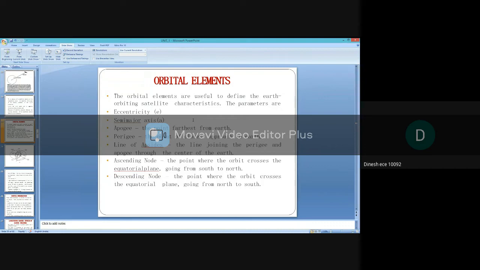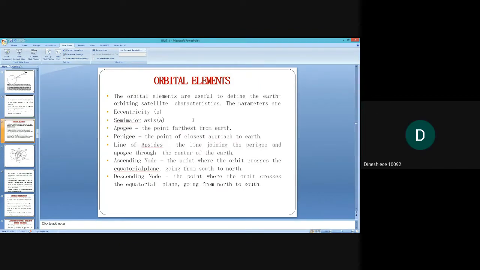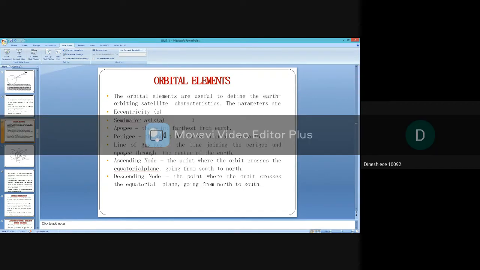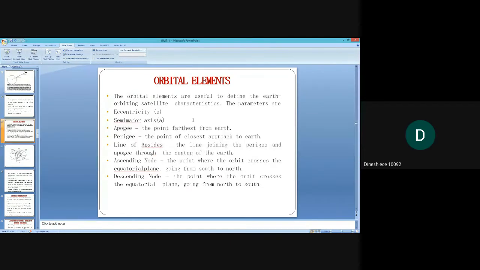Denote it as E. Then we need to know the orbital elements. The next orbital element is the semi-major axis, denoted by A. Then the farthest point of the satellite from the Earth, which we call apogee. Then the closest point that the satellite approaches to the Earth, which we call perigee. So these are the fundamental orbital elements that we need to consider.